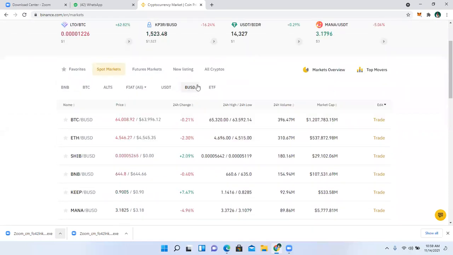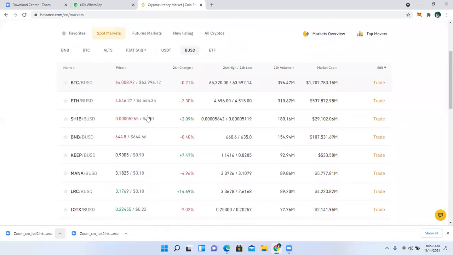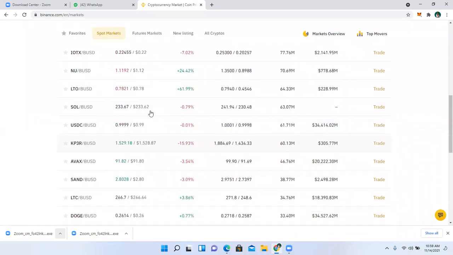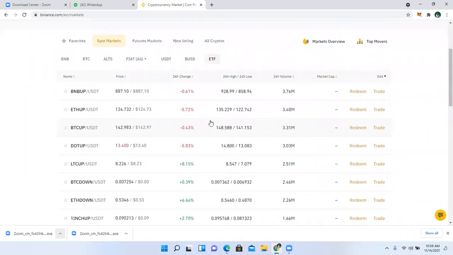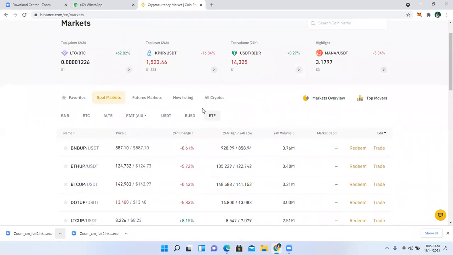It's a stable coin, it does not fluctuate in value. So these are BUSD pairs that are available. And now these are ETFs, right? But most times you hardly do this. Advanced traders that deal with this mostly don't do this, right? Now these are futures. This is for the spot market.